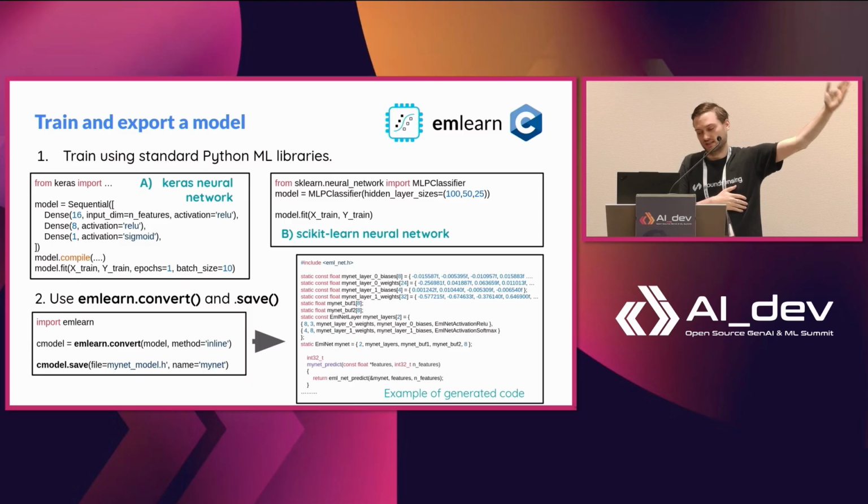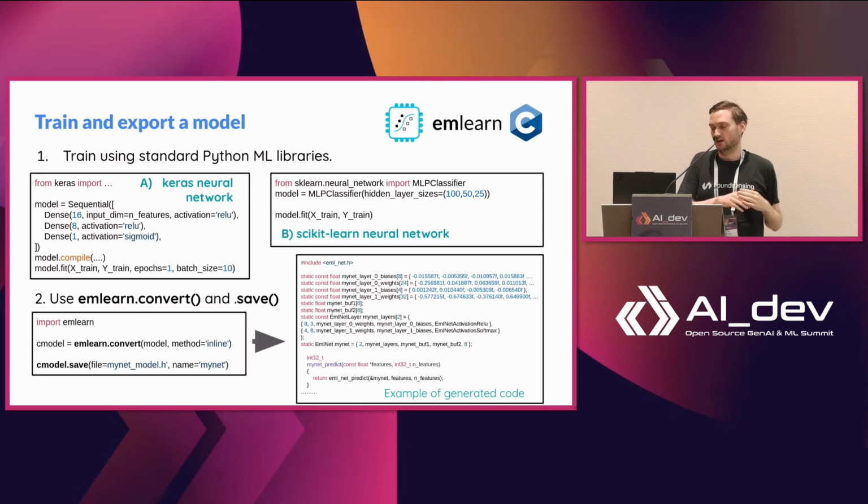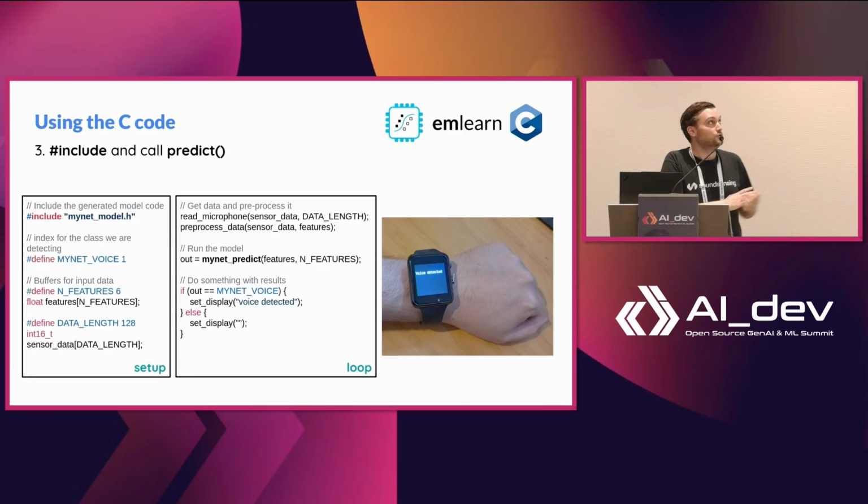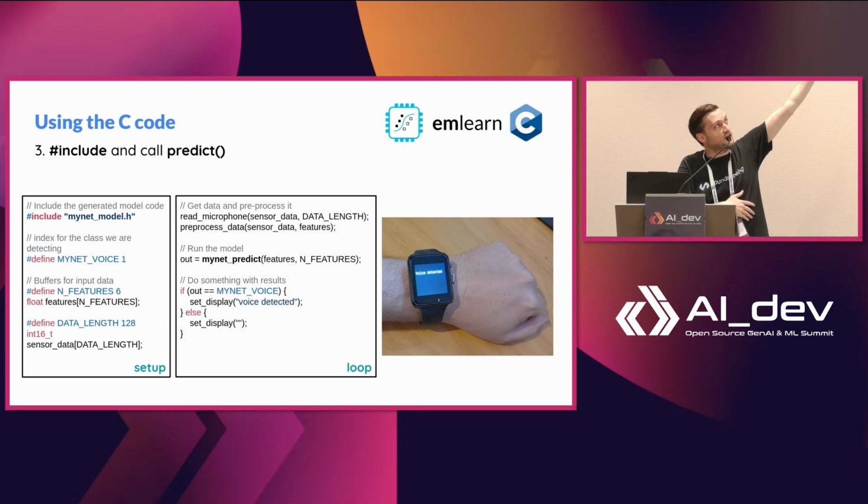And that will then output a generated C header file, which you can then include in your project. So this is an example from a simple neural network, and it's similar for the other types of models. On the device side, or in the firmware side, you include the generated header file that then has everything that you need in there.